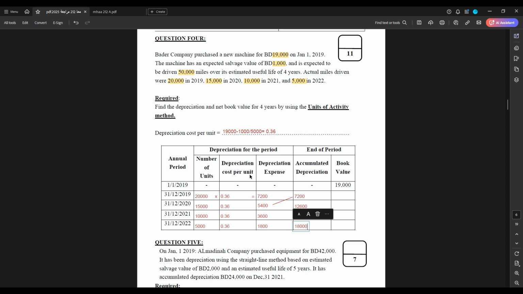Now for the book value. For the book value we need to deduct the accumulated depreciation of each year separately from the book value at the beginning. So 19,000 less 7,200.